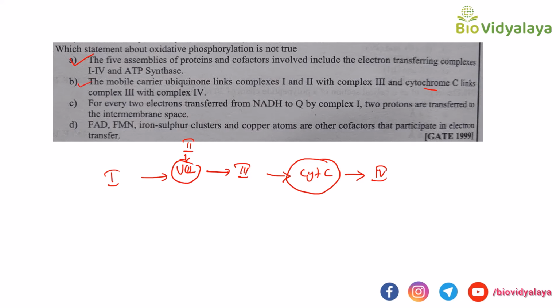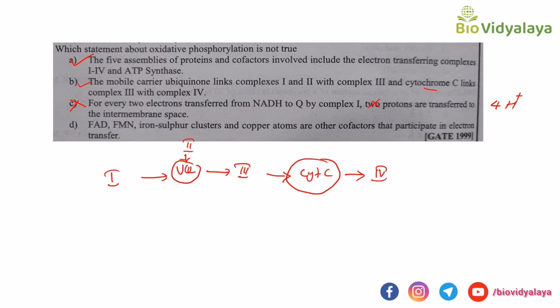And next, C: for every 2 electrons transferred from NADH to ubiquinone by complex 1, 2 protons are transferred to the intermembrane space. This is not correct. For every 2 electrons, 4 protons are transferred to the intermembrane space. So this is not correct. This statement is not true.